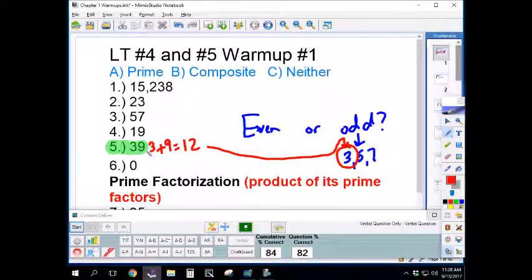So therefore, we know that 39 has factors of 1, 3, and 39 at least. It also has 13, but we only care if we can find the third factor. Does that make sense? 57 will be the same way. That's one that people think is prime, but 5 plus 7 is 12, which is divisible by 3. Everybody got that? Just go through the process. If you do that, you'll be good.